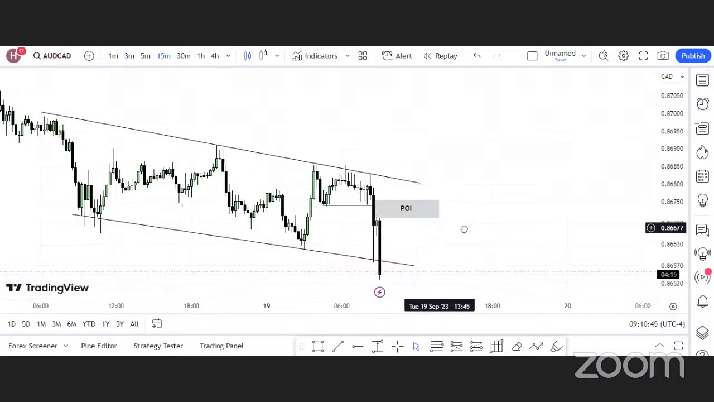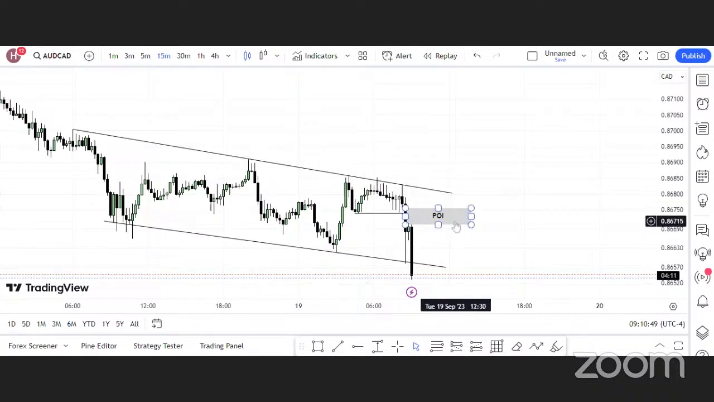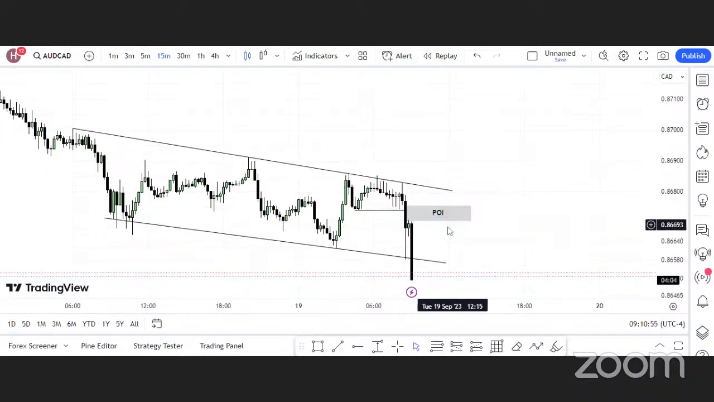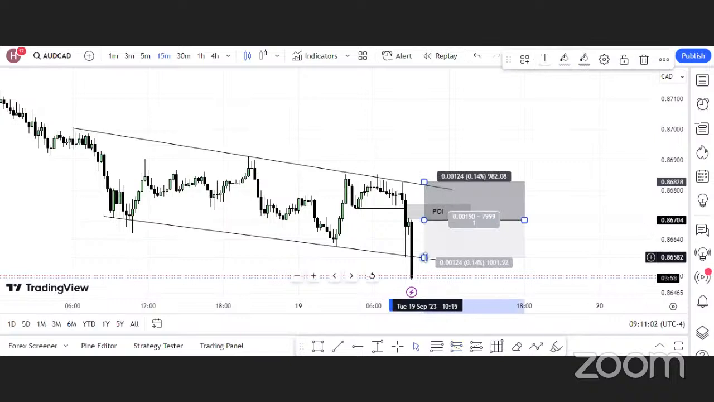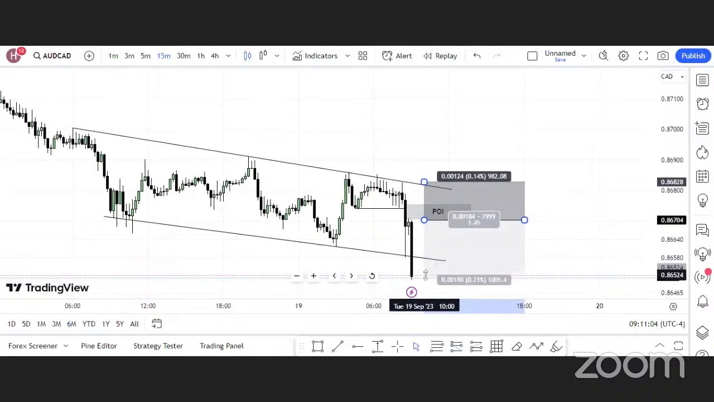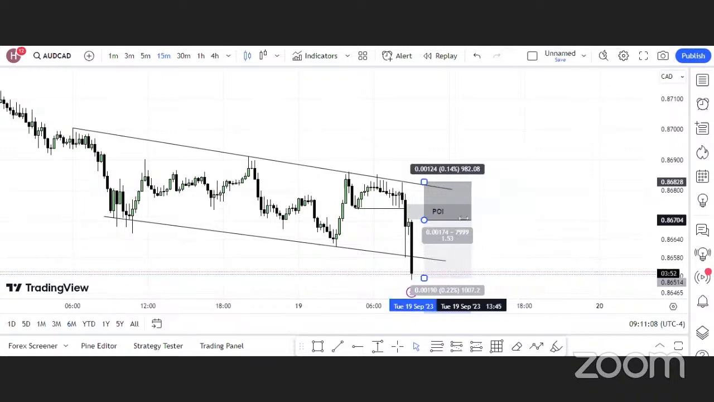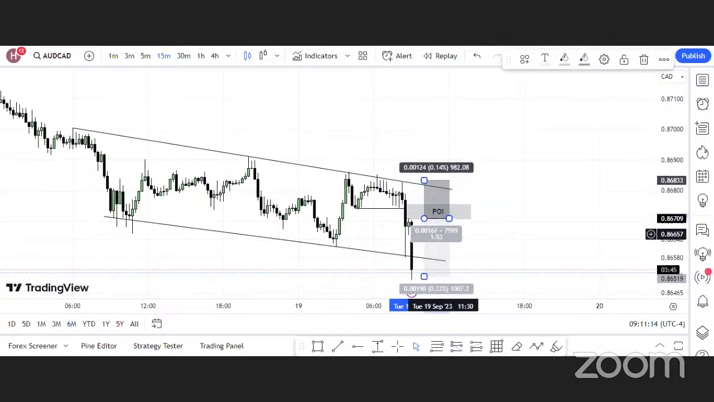So right now, what I'm waiting for is I want this market to make a retracement back here, okay? Because this is my point of interest. This is where my resistance is lying, okay? So I want this market to come back to this point of interest, and then I'm going to ride it to the downside. Okay, I'm going to ride it to the downside. So we have our first analysis here.